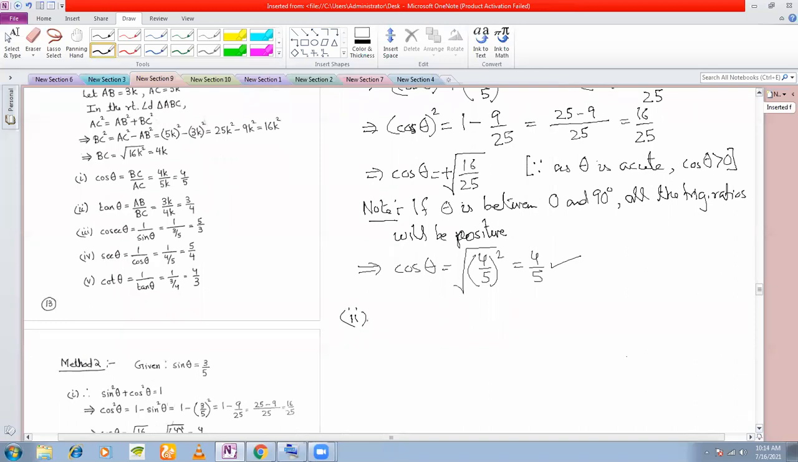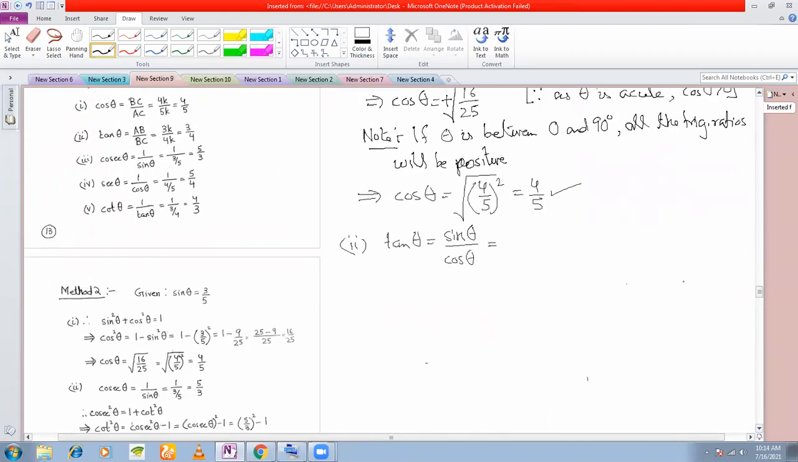The next question is to find out tan theta. Now tan theta you can find out very easily by taking the ratio. Tan theta, you know, is sin theta by cos theta. Put the value here. Sin theta is how much? 3 by 5. Cos theta, how much have we found out? 4 by 5. So this 5 will cancel. You only get 3 by 4. So this is tan theta.